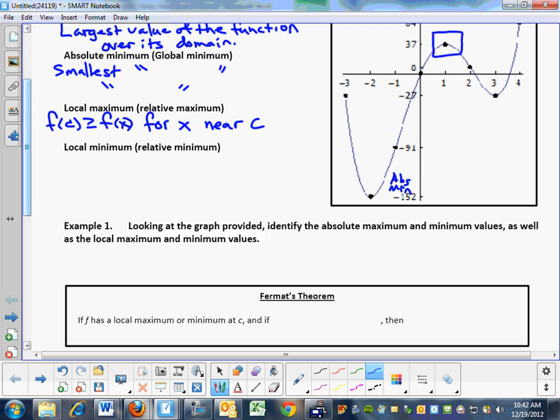Do you see a local min? That's going to be a local min, right here at negative 27. Negative 27 is the local min. Is negative 27 the absolute minimum? No. Is 37 the absolute maximum? No, it's just locally the largest or smallest value. Here's another one. This is also a local. It just also happens to be the global one.